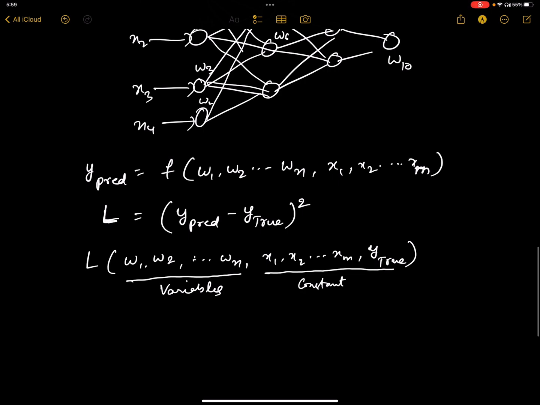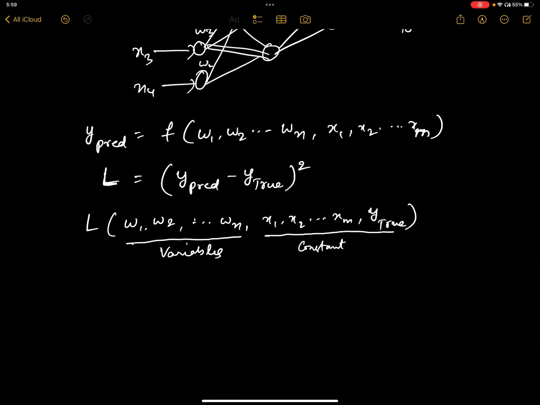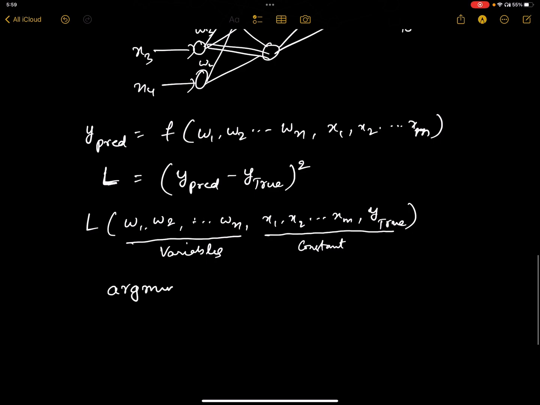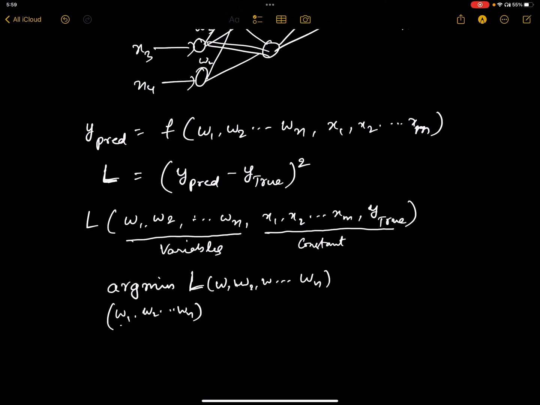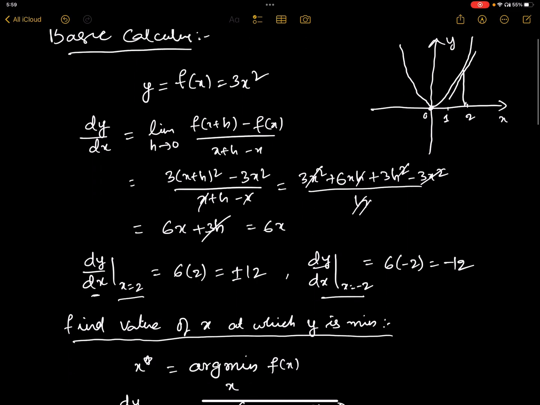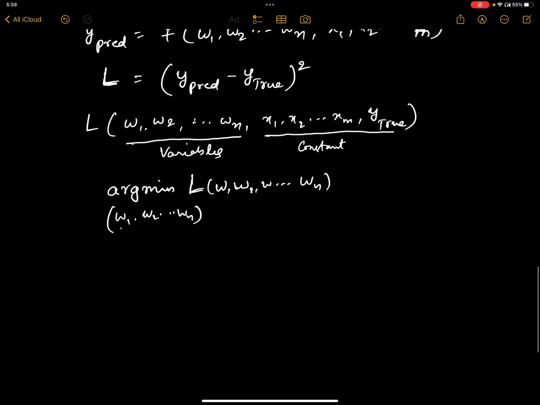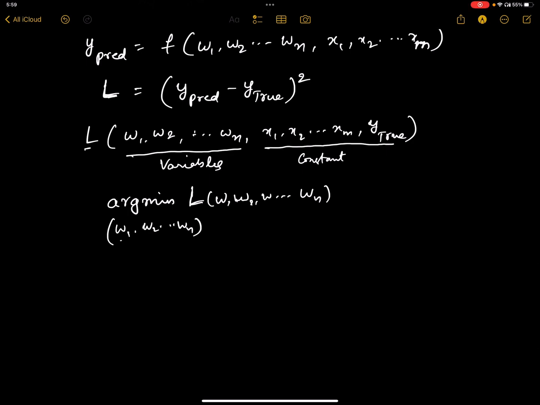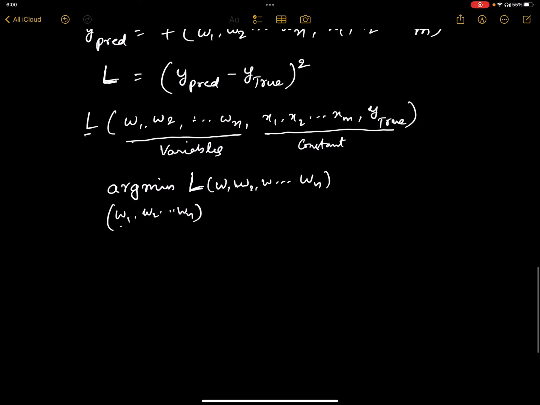Now this is the loss function. We need to find the minimum value of this loss function. We need to find the set of weights where this loss function takes the minimum value. This is similar to the function we discussed earlier, y equal to f of x equal to 3x square. But here the target function is the loss function, and the variables are w1, w2, wn, and we need to find the set of parameters at which the loss function is minimum.